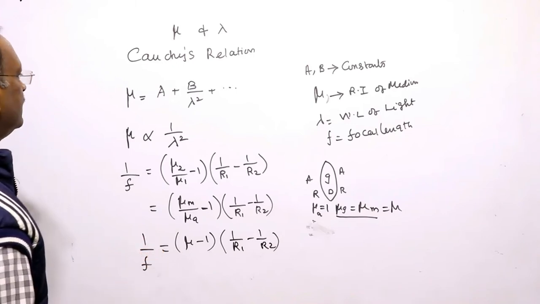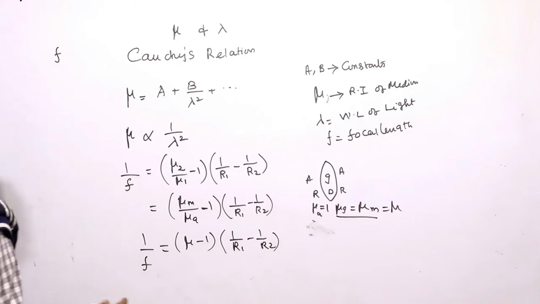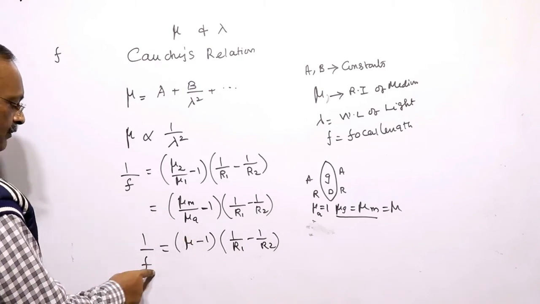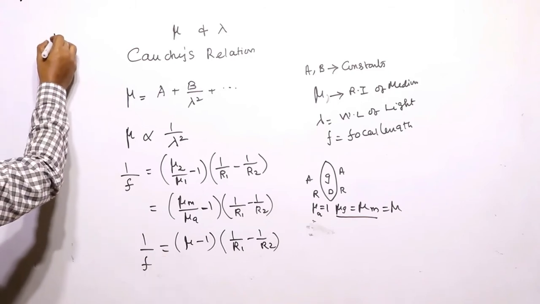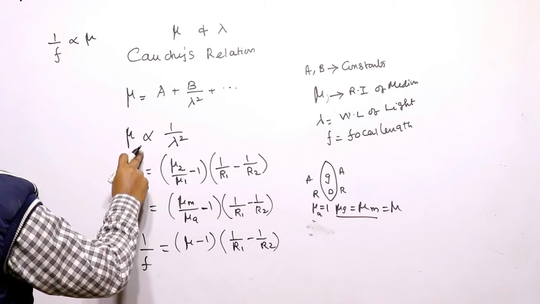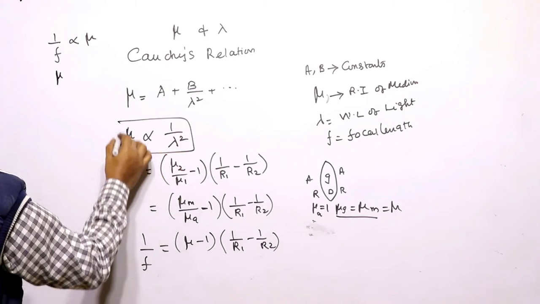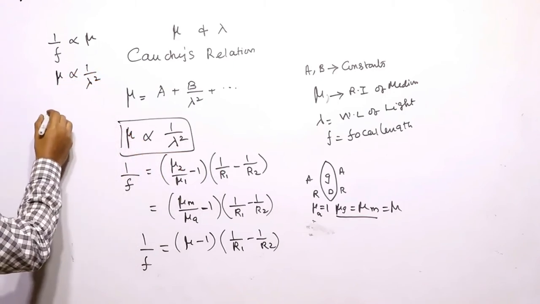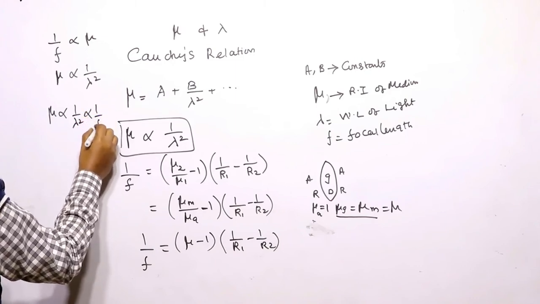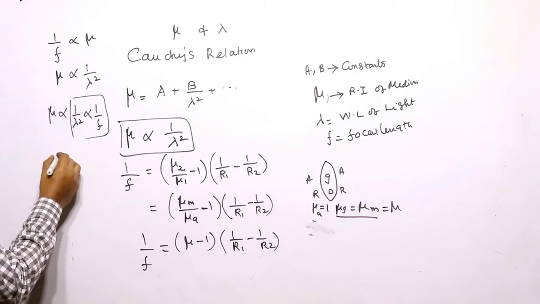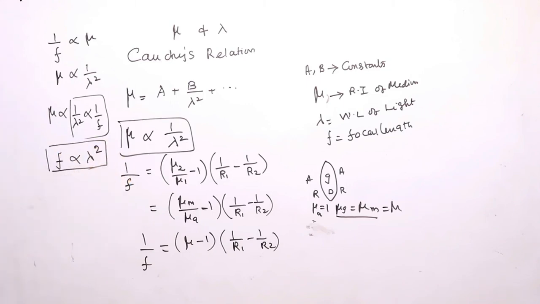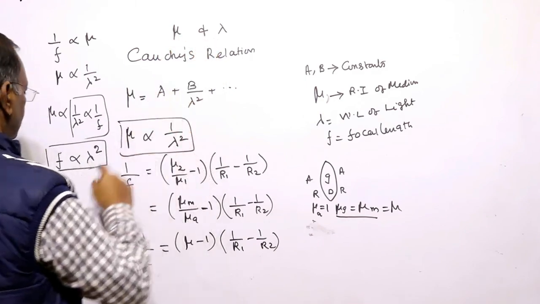Since the radius of the first surface and the radius of the second surface are both constant for a given lens, it means 1 by focal length is proportional to the refractive index of the medium. From here, the refractive index of the medium is proportional to 1 by wavelength square, or we can say mu is proportional to 1 by lambda square, which is proportional to 1 by f. It means these are proportional, or we can say the focal length of the lens is directly proportional to the square of the wavelength. This is what Cauchy's relation gives: the relation between the focal length and wavelength.